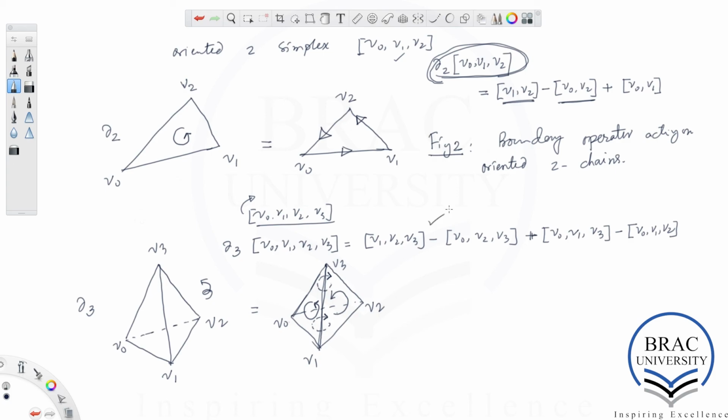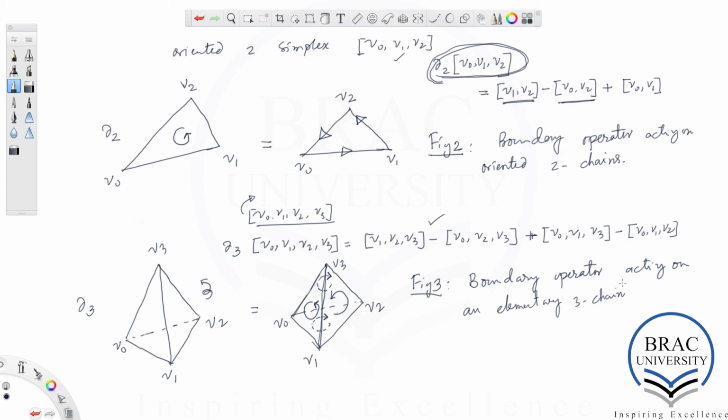Okay, good. Now figure 3, what's the caption of the figure? Boundary operator acting on an elementary 3 chain corresponding to a given oriented 3 simplex.